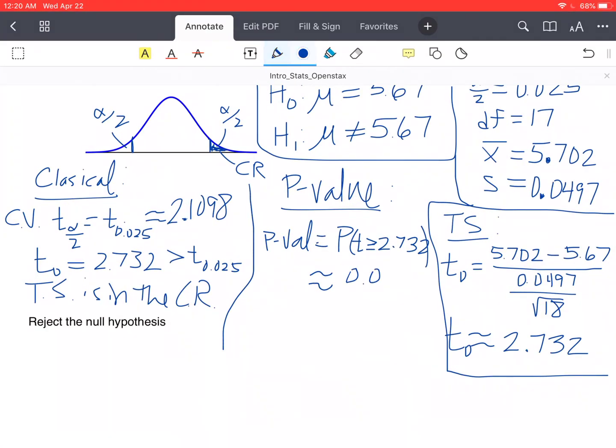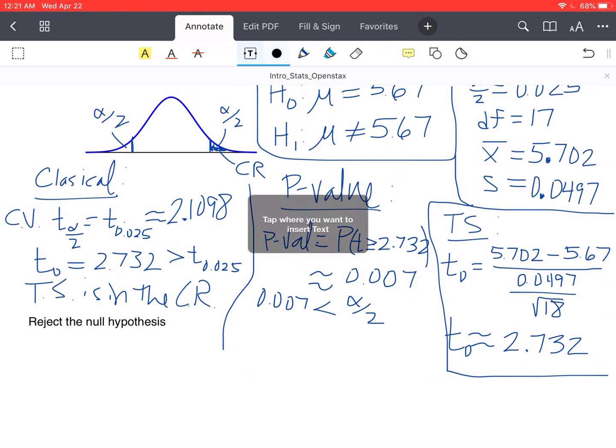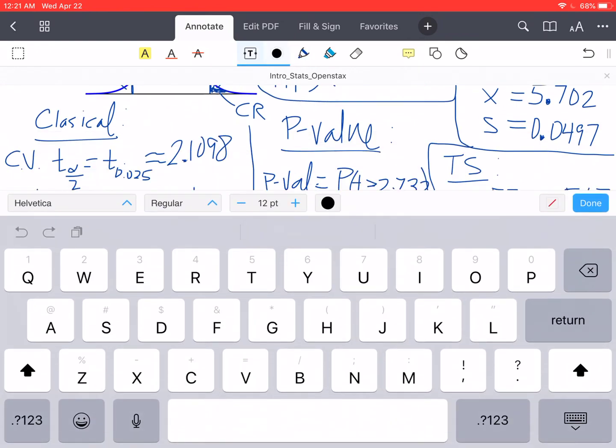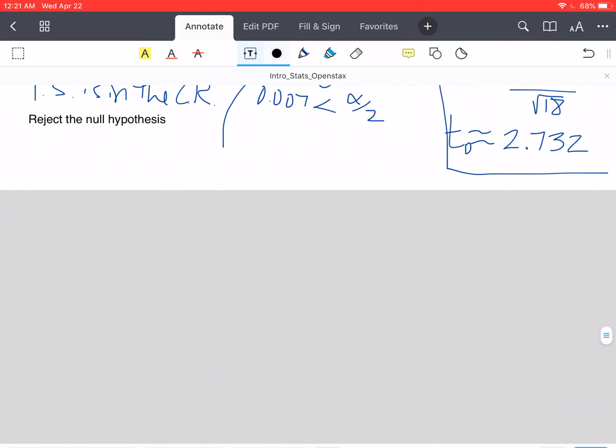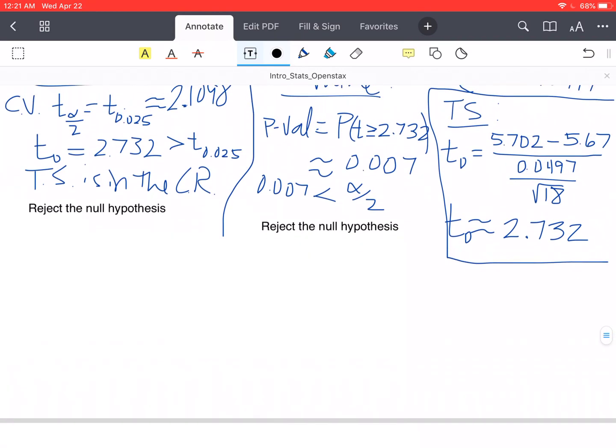So 0.007. That's just 0.7%. So very small. 0.007 is certainly less than alpha over 2, which was 0.025. It's about a third to a fourth of that. So since the p-value is less than alpha, reject H naught. So reject that null hypothesis.